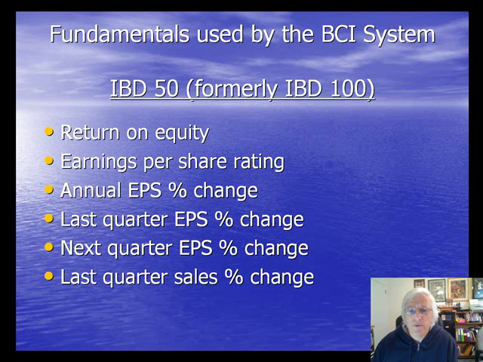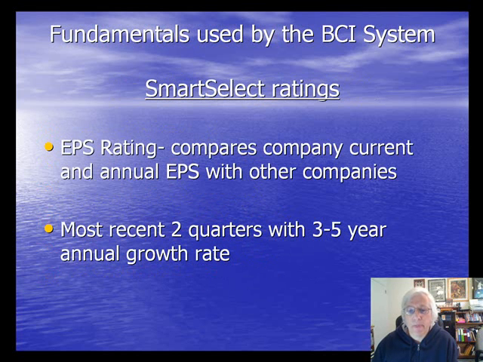The IBD 50, which was formerly the IBD 100, actually just changing as I'm creating this video, consists of the following fundamental information: return on equity, earnings per share rating. How does that company's earnings per share growth compare with other companies? Annual earnings per share percent change, last quarter's earnings per share percent change, next quarter's earnings per share percent change, and finally last quarter's sales percent change. Very, very thorough in terms of fundamental screening.